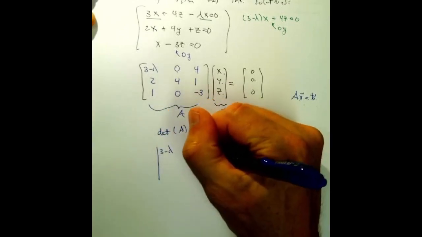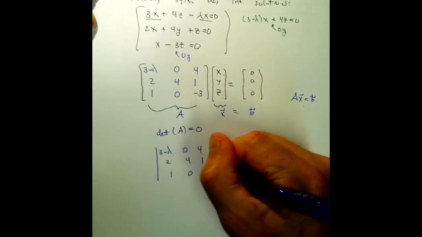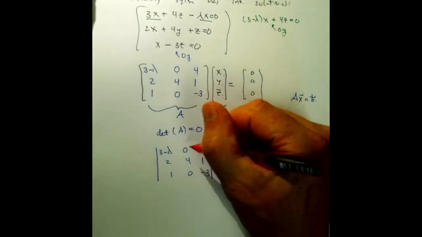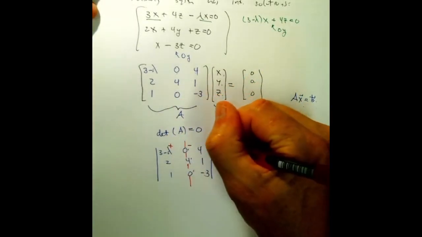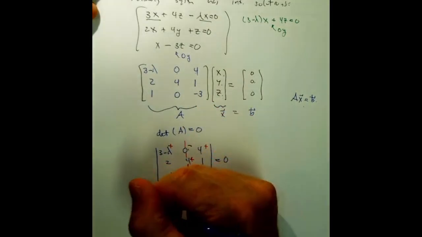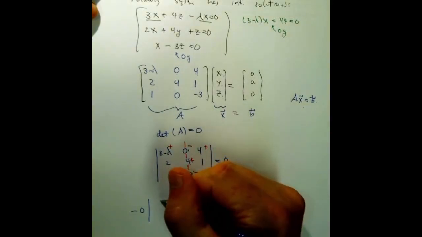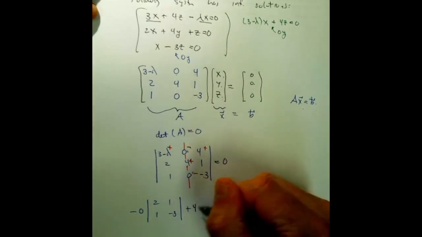And my matrix is 3 minus lambda, 0, 4, 2, 4, 1, 1, 0, minus 3. And I got to pick a row or column to do my determinant. And I claim that the middle column is going to be my best bet because of all the zeros. So let's see, this is going to be plus, minus, plus. So this is minus, plus, minus. So I'm going to have minus 0. Now for this 0, if I remove the top row and the middle column, I'm going to have 2, 1, 1, minus 3. I'm going to have plus 4.